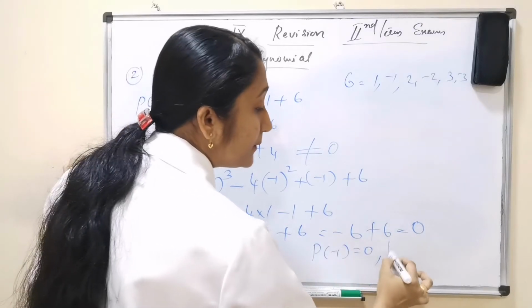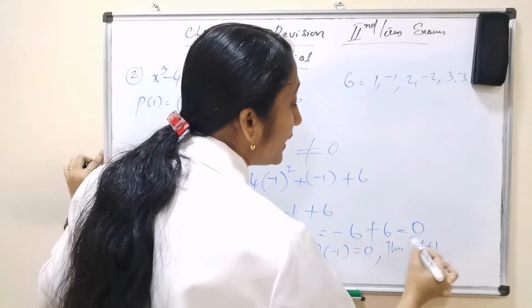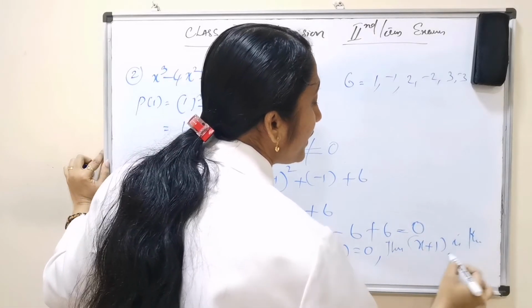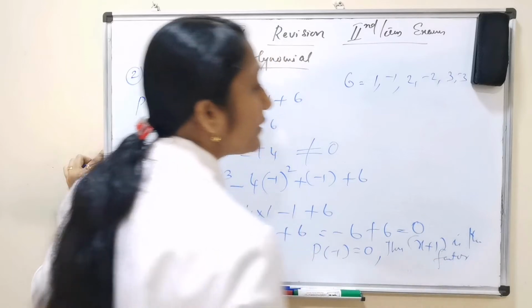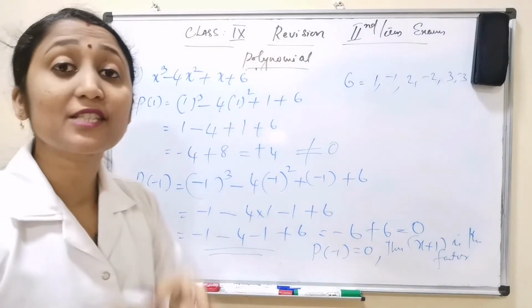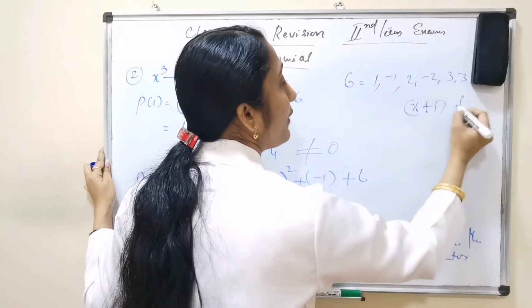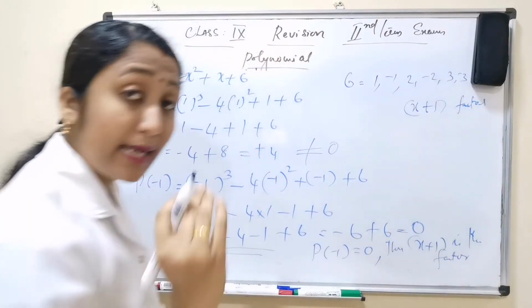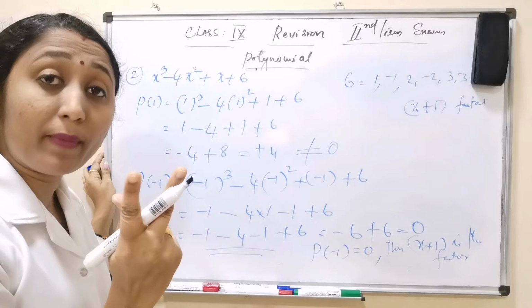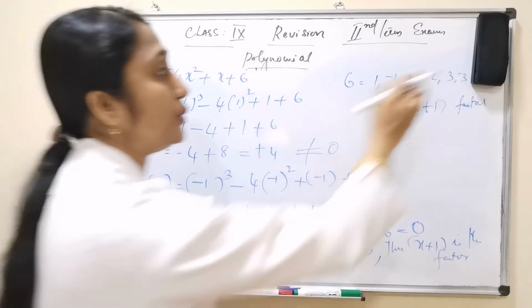Then what is the factor? x plus 1 is the factor. So now we got x plus 1 as one of the factors. Next we have to find the two remaining factors. Let us see how to do.